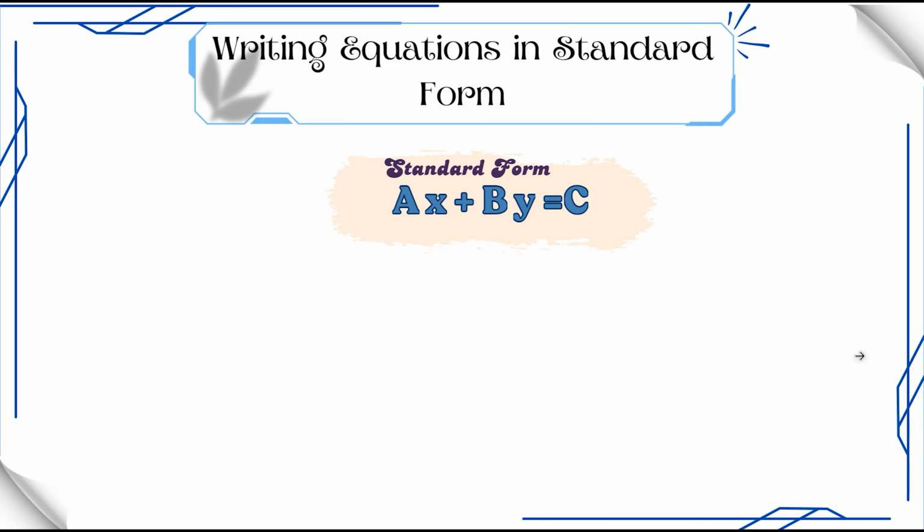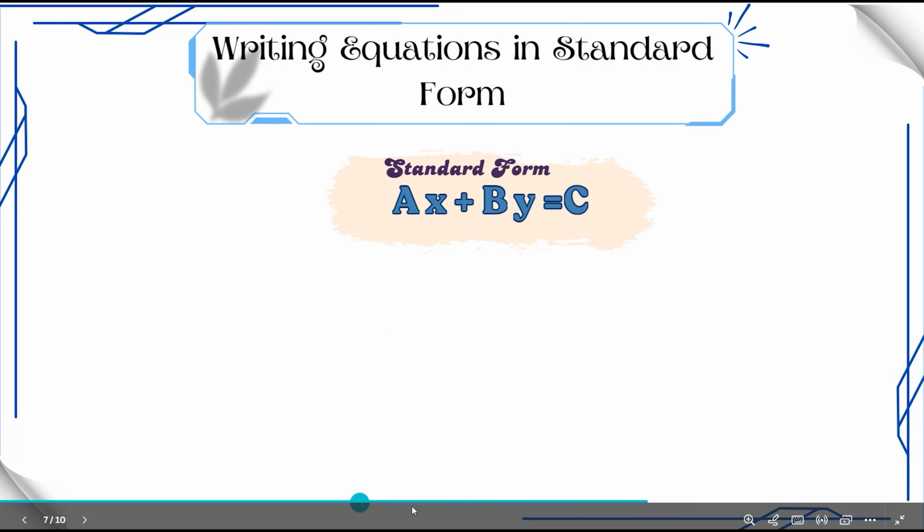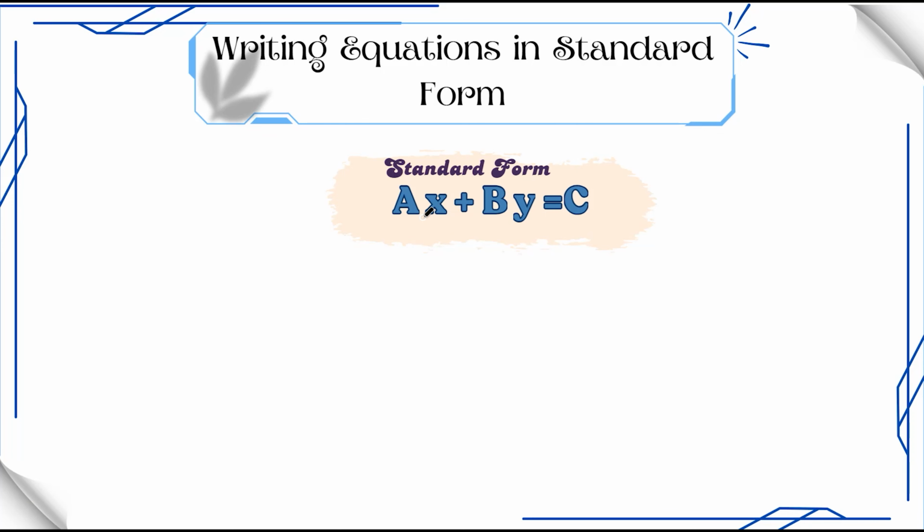Today we have a new lesson about writing an equation in standard form. Okay, how can we write an equation in standard form? You rearrange the equation. The equation you got from slope intercept form or from point slope form, we can rearrange it in this form by making x and y on the left side and the constant on the other side.